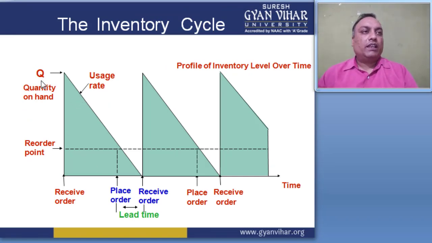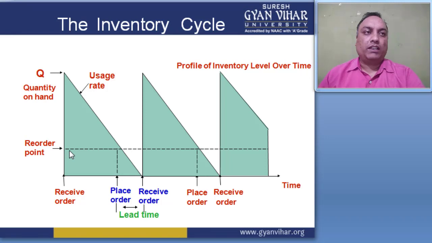This graph shows time on the x-axis, and Q is the quantity on hand. Suppose at the present time this is the maximum quantity on hand in your warehouse, and this is the reorder point.